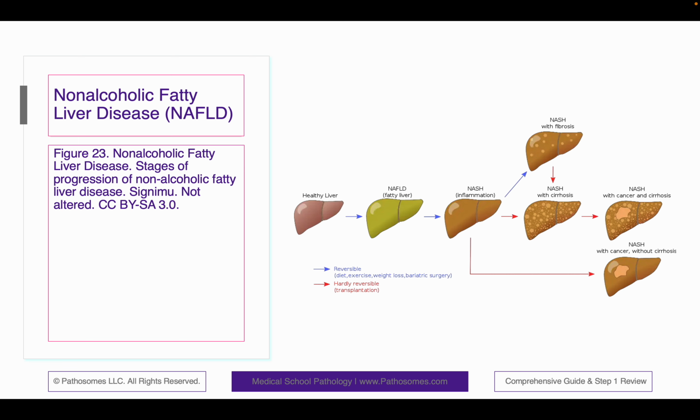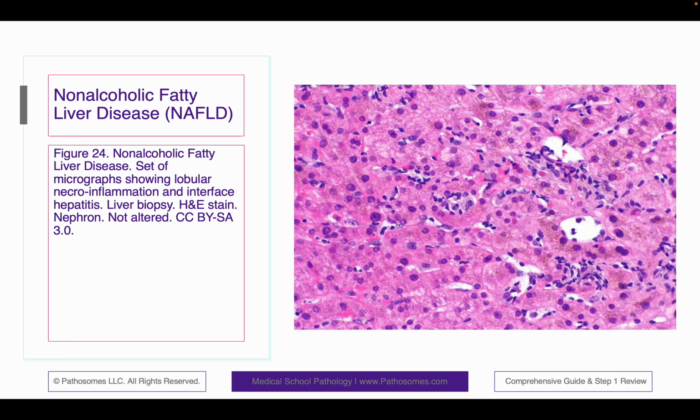Here's a cartoon that shows a depiction of the etiology of non-alcoholic fatty liver disease that's affected with inflammation. Note the progression to fibrosis or cirrhosis or even cancer. And here we have histology from a patient with non-alcoholic fatty liver disease. Note the micrograph shows lobular necroinflammation and interface hepatitis.